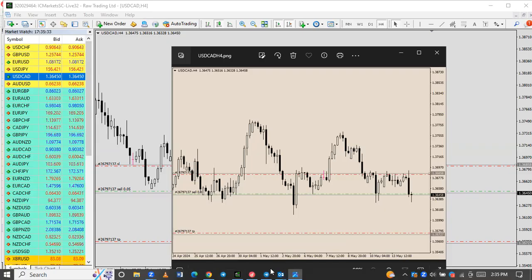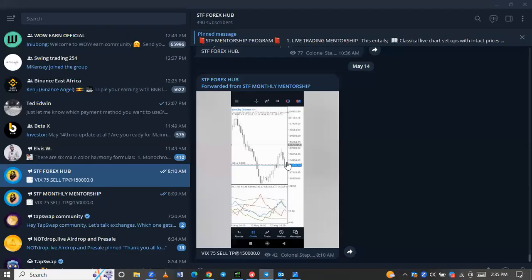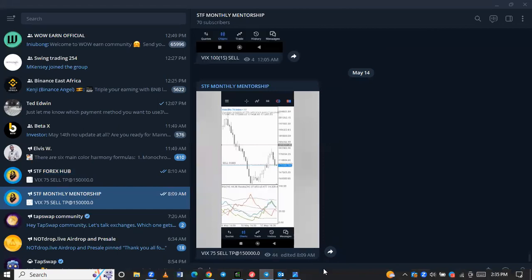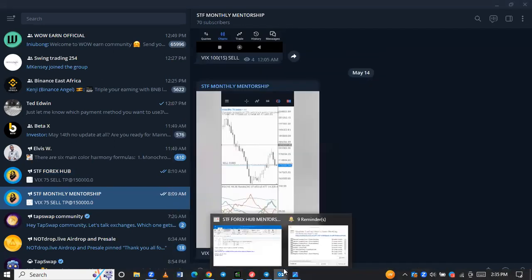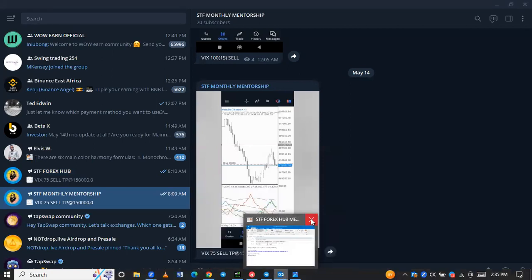So what to do is come to all, like here on monthly mentorship. This way I'll put this trade. I'll post the trade here, and in a few minutes I want to press this trade.